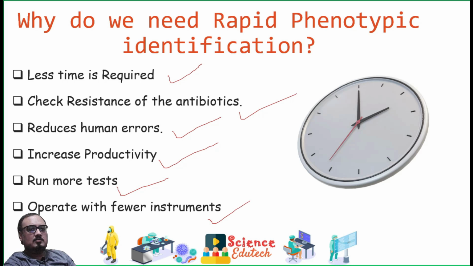There are also some disadvantages. The automation is expensive for microbiological laboratories. It needs pure cultures, because mixed cultures will pick up only the dominant ones, or give mixed results. Antimicrobial susceptibility sometimes may not be possible, and it does not help in the identification of viruses. It identifies only those organisms which are present in the database.